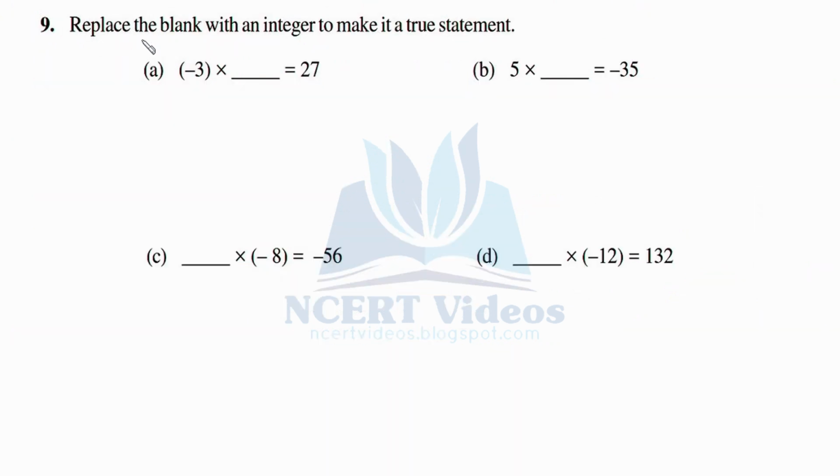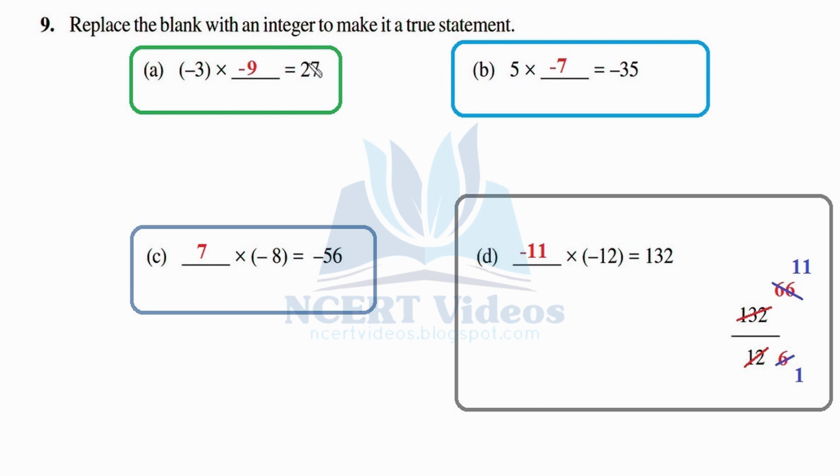Ninth, replace the blank with an integer to make it a true statement. So what should be placed within the blank to give the desired product? What should be multiplied with minus 3 to get 27? So it is 3 9s are 27, and to get a positive sign, the number should be negative. Here 35 can be achieved by multiplying with 7, but the number is negative. Therefore we have to take the negative sign, minus 35.